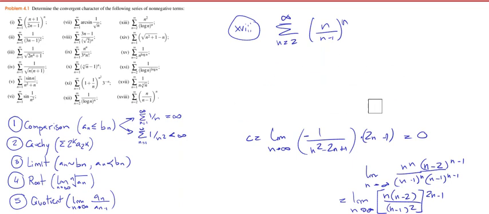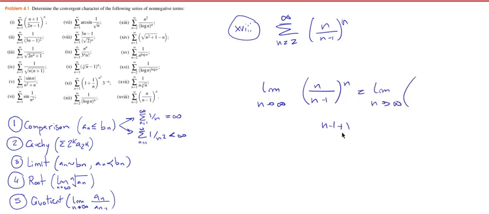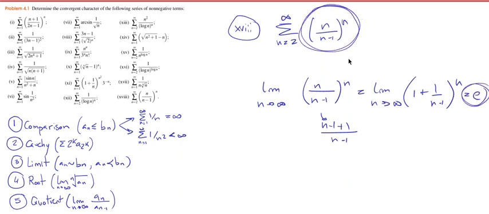So what do we know about this series? It's actually much easier in this case. Why? Because the limit when n goes to infinity of n over n minus 1 to the n is the limit when n goes to infinity of, and this is n minus 1 plus 1 over n minus 1, so this is 1 plus 1 over n minus 1 to the n. The limit of this is e. So the limit of the general term is e.